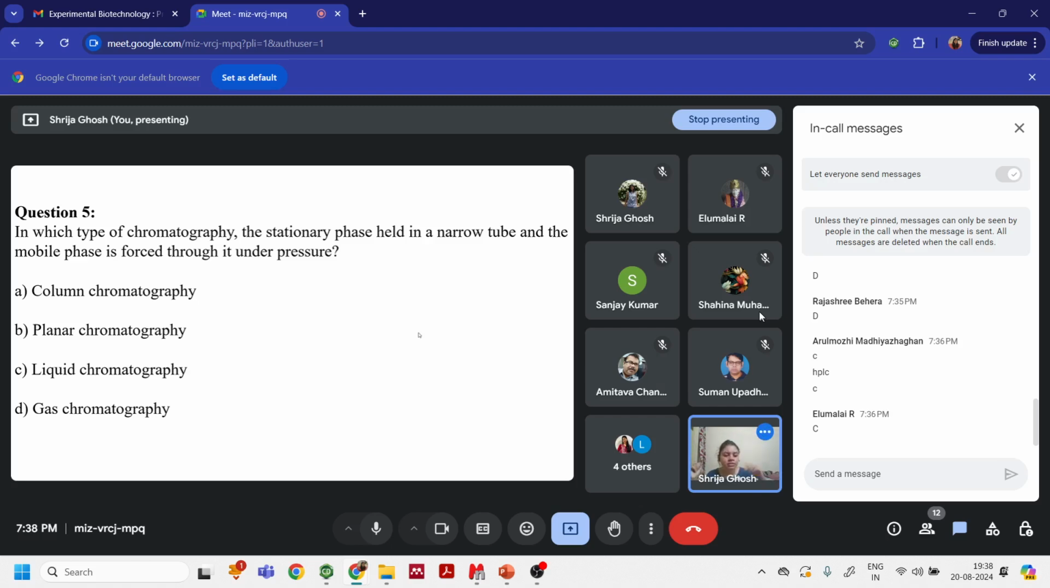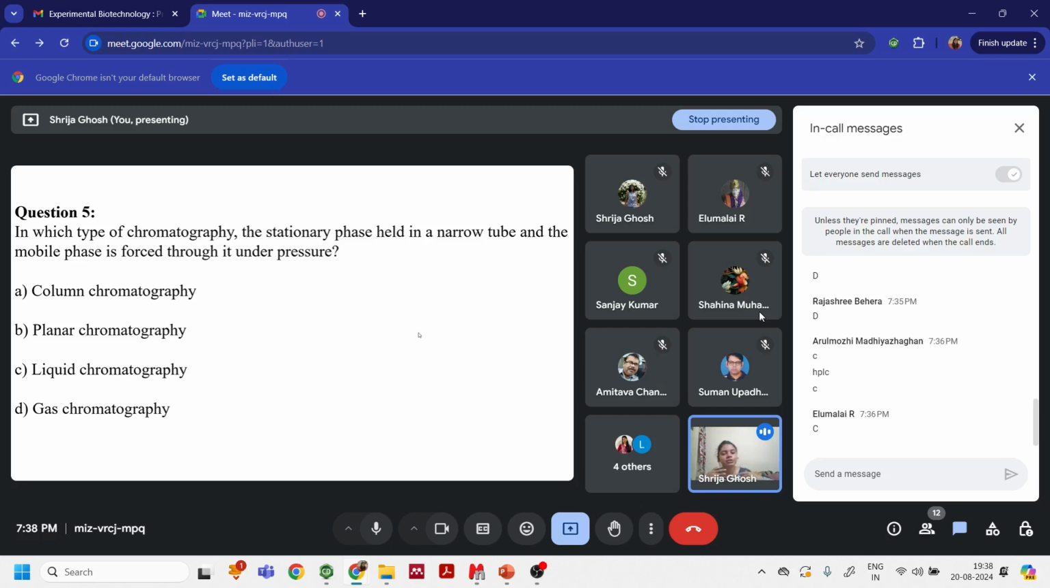mobile phase entering the column under pressure. When the pressure is applied, depending on how much pressure you are applying, it can be FPLC, HPLC, or GC, and it also depends on what the mobile phase is. If you are using a liquid mobile phase, it is liquid chromatography. If you are using a gas mobile phase, it is gas chromatography. But column chromatography and planar chromatography are totally different from these two terms.